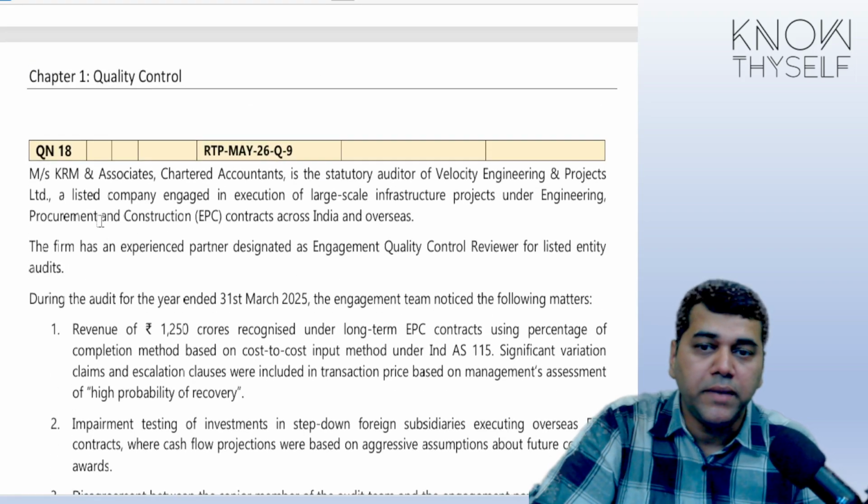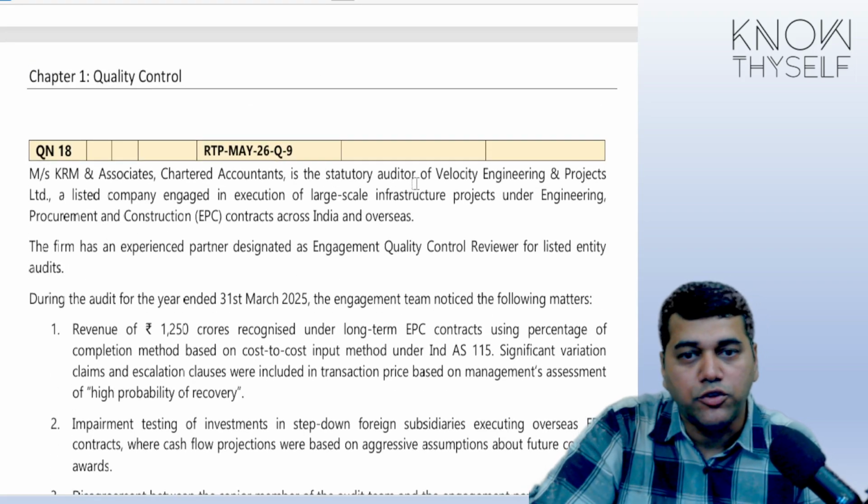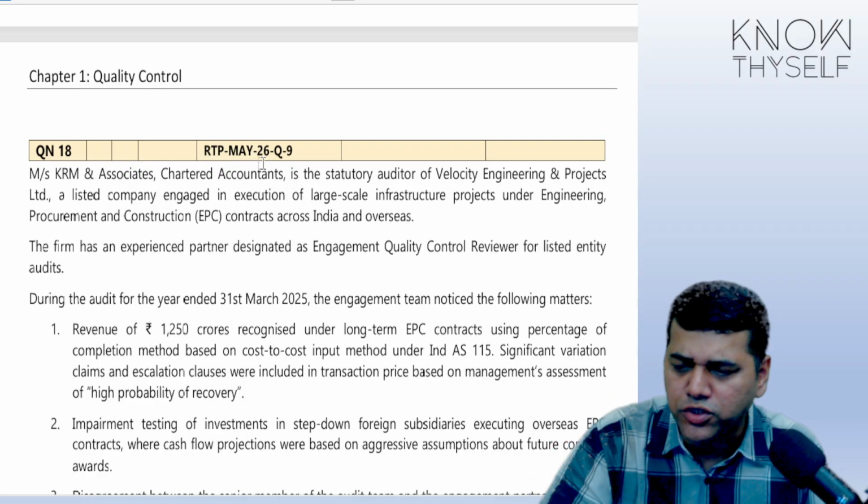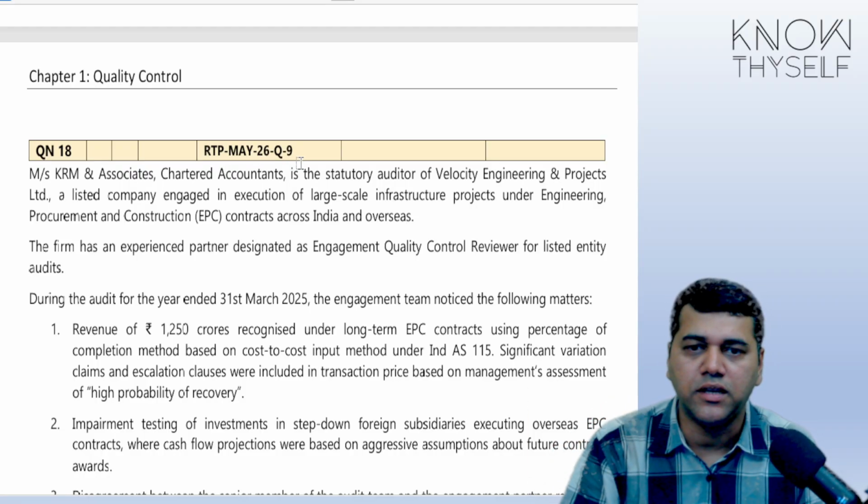Now, KRM Associates, Chartered Accountants, is the statutory auditor. And you see, students, this type of question, you should be feeling much more comfortable with in the upcoming days.